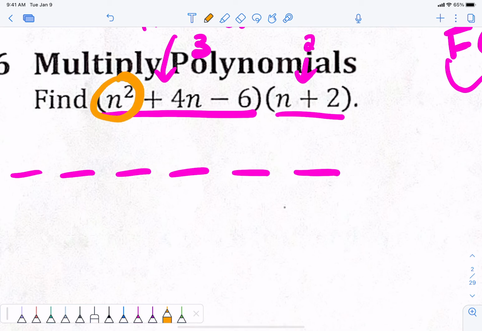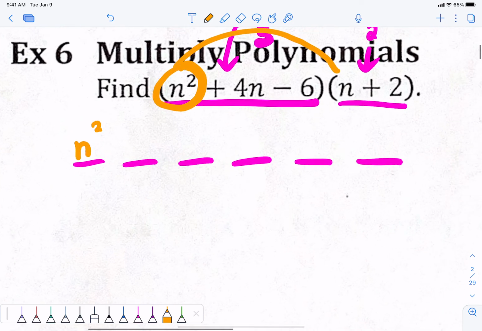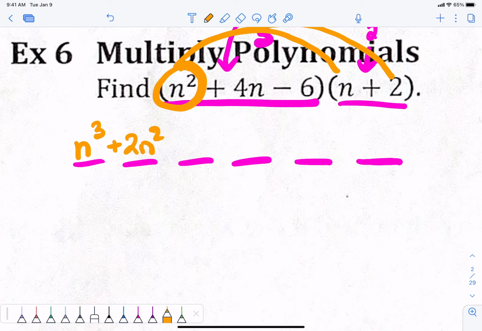Okay, so we're just going to do this like we would normally FOIL. You start with the n squared. What do you take n squared times first? N squared times n. So my first blank is going to be n to the 3rd power. Then I take n squared times 2, and that's plus 2n squared. Don't forget to put your plus sign in the middle there. Then my n squared is done, and I'm going to start with 4n.